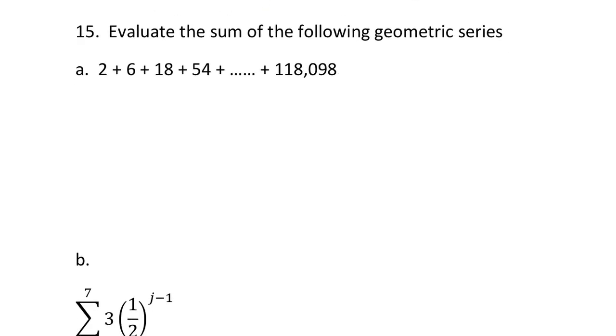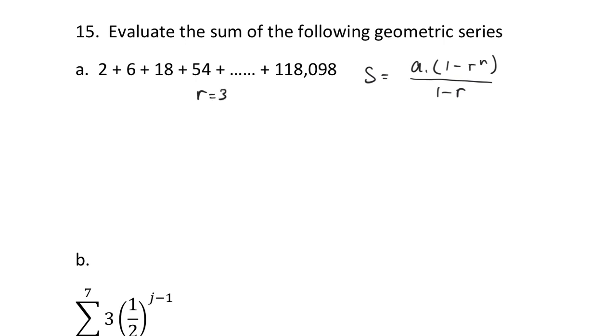Okay, for number 15, evaluate the sum of the following geometric. So this one is pretty clear, it's geometric. So the partial sum of a geometric you'll find on the formula sheet. So what we need to know is what's the common ratio, how many terms are we adding, and what's the first term. Well, the first term is 2. To go from 2 to 6, and from 6 to 18, 18 to 54, looks like we're multiplying by 3, so the common ratio is 3.